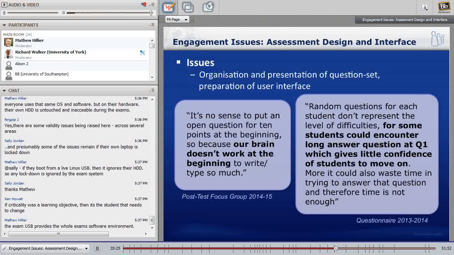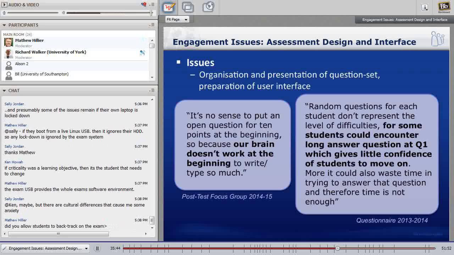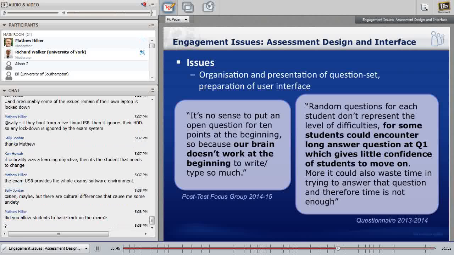Whereas others would want, so some wanted them right at the beginning of the exam so that they could better manage their time, whereas others, like those two that we've got on screen, wanted the longer answer questions later in the examination, because they hadn't yet got into the swing of the examination and also built up their confidence.